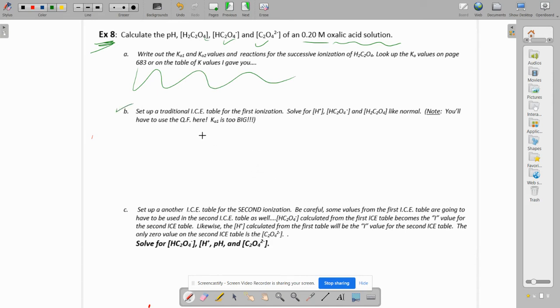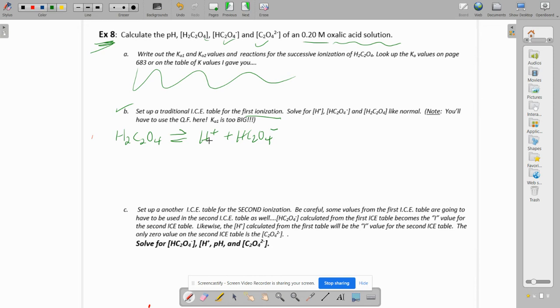It says set up a traditional ice table for the first ionization. That's nothing new here, a typical ice table. I'm going to take the formula for oxalic acid, H2C2O4. Now you have the option of doing the longhand dissociation where you react it with water, or the shorthand one where you just break off the H. I'm sure you're thinking shorthand sounds good, so we'll do that.